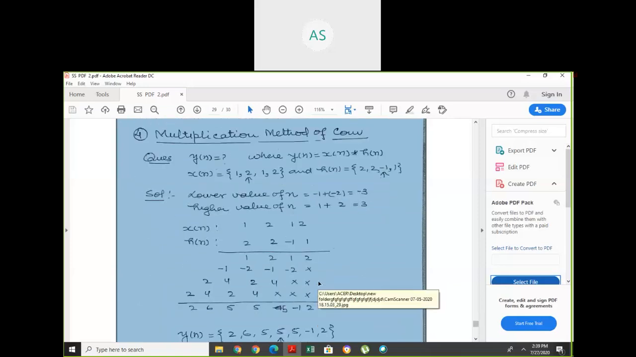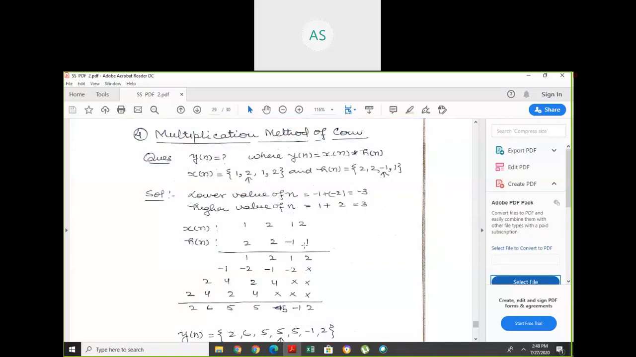The last one is the multiplication method of convolution. Calculate the value of y of n, where y of n is equal to x of n convolution h of n. The values of x of n and h of n are given by this expression. Find the lower limit: minus 1 and minus 2 is minus 3, and the upper limit is 2 plus 1, which is 3. So minus 3 to 3. Then put the values of x of n and h of n and do simple multiplication.